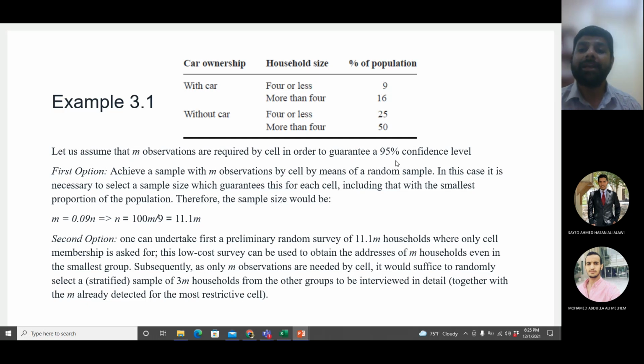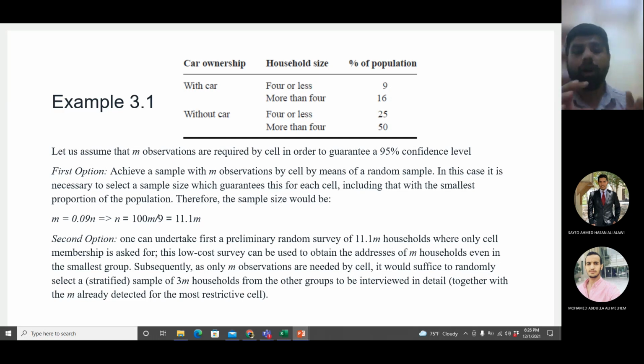So how do I make sure that I can go to the households randomly, choose any household randomly, and still ensure m values in each category? What we will do is take the category which has the least proportion, which is this one. If you collect n values, n is the number of samples, right? n is the number of samples.